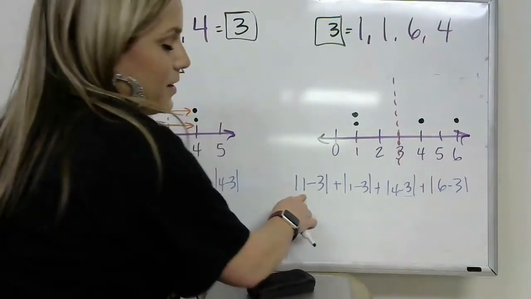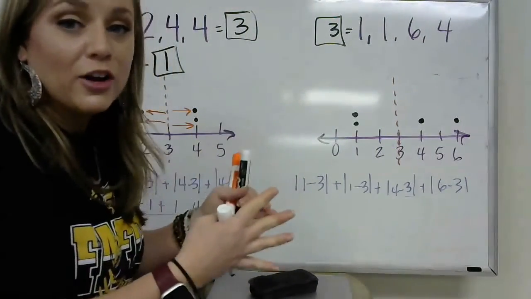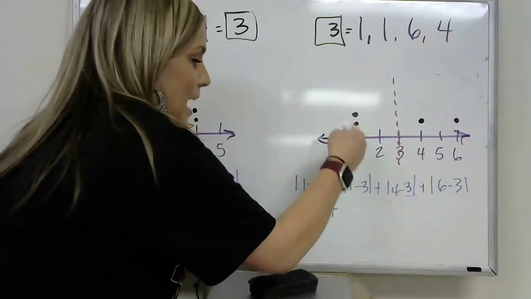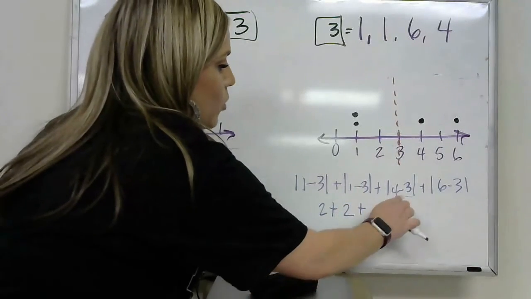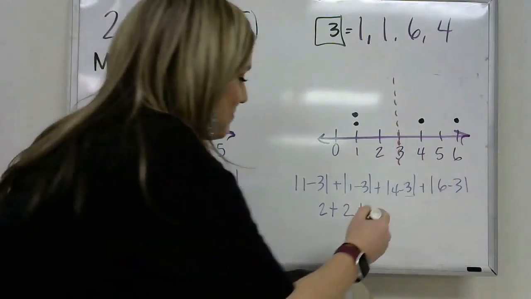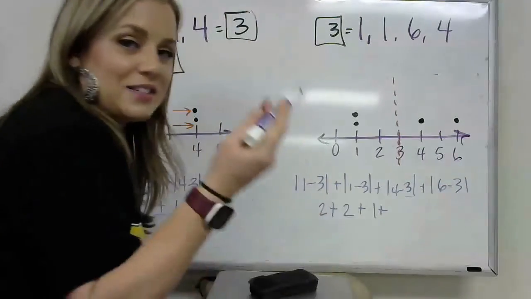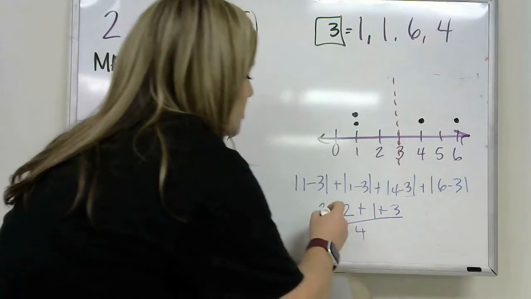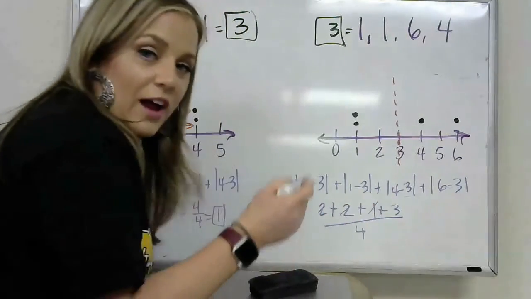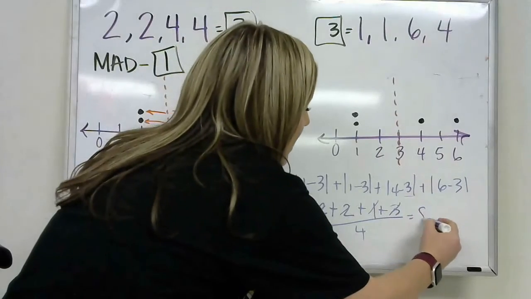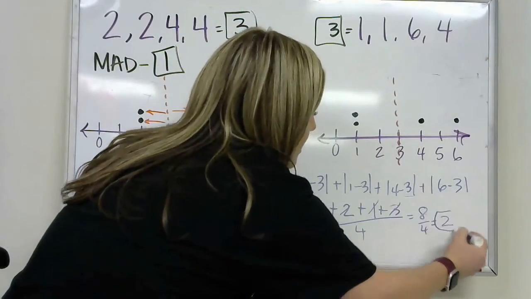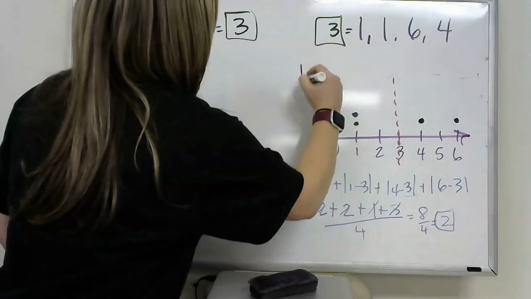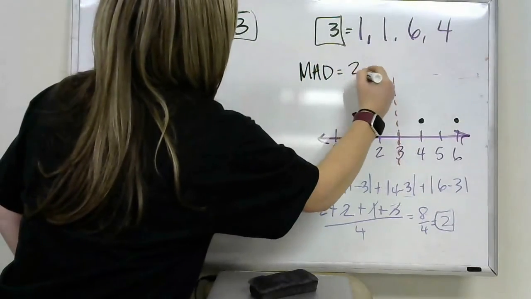All right, so we've got 1 minus 3, which is -2, but the absolute value of -2 is 2. Then 1 minus 3 is -2, but the absolute value is 2, plus 4 minus 3 is 1, absolute value is 1, and 6 minus 3 is 3, absolute value 3. Now we're going to divide that by 4. So 2 plus 2 is 4, 4 plus 1 is 5, and 5 plus 3 is 8. So we have 8 divided by 4, which is 2. So the MAD for this data set is 2.